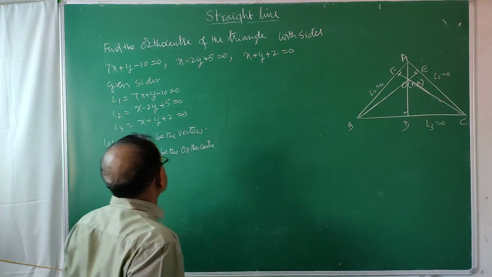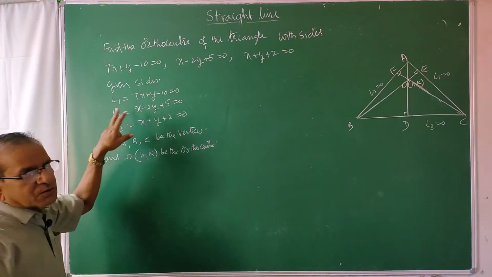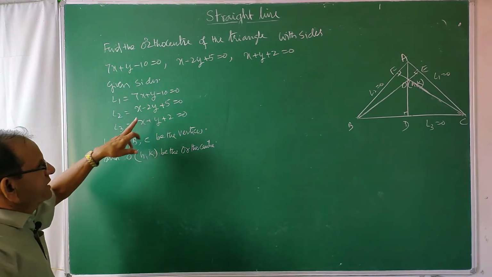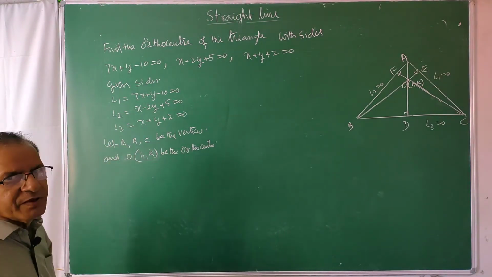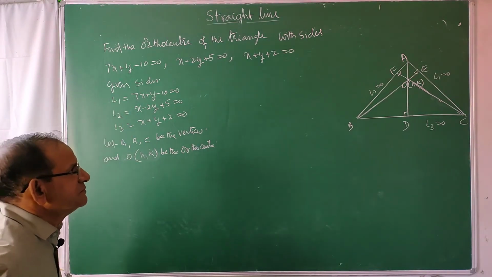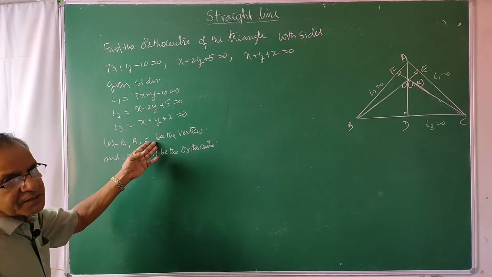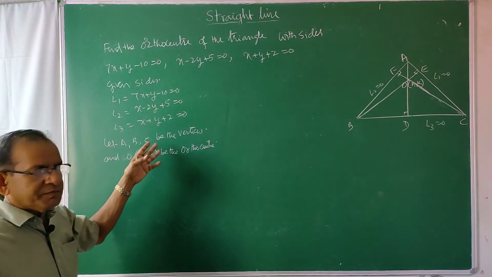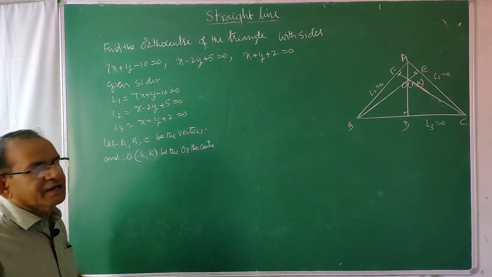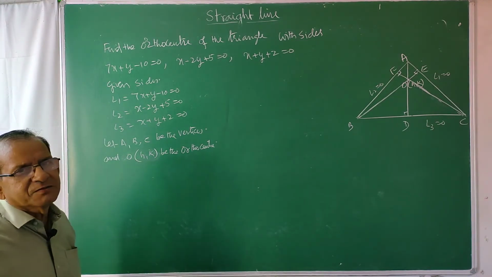So let us take the given lines as L1 = 0, L2 = 0, L3 = 0. If you solve 1 and 2, you will get A. If you solve 2 and 3, you will get B. And if you solve 3 and 1, you will get C. Let us take the vertices of the triangle as ABC, and orthocenter may be taken as O. It is not the origin, some point (h, k). So we have to find out the values of h and k.